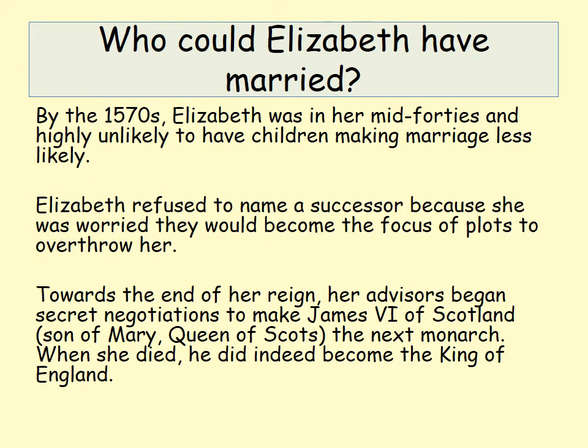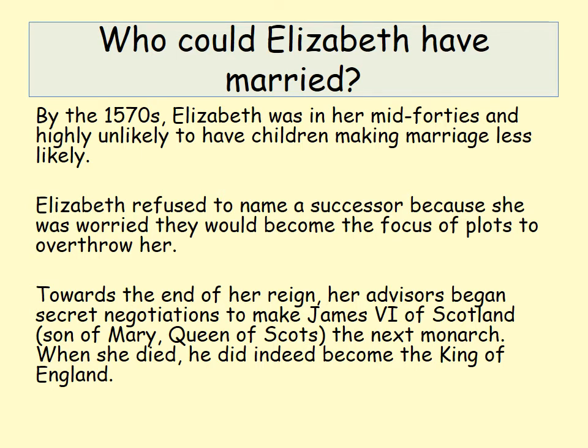So by the 1570s, into her rule, it seemed unlikely that Elizabeth was going to get married. She was in her mid-40s, unlikely to have children. But Elizabeth refused again and again and again to name any kind of successor. And that was because she was worried they could be the focus of plots. So people were kind of resigned to the idea that Elizabeth wasn't going to get married. So a lot of attention then turned to the fact that, well, who was Elizabeth going to name as her heir?